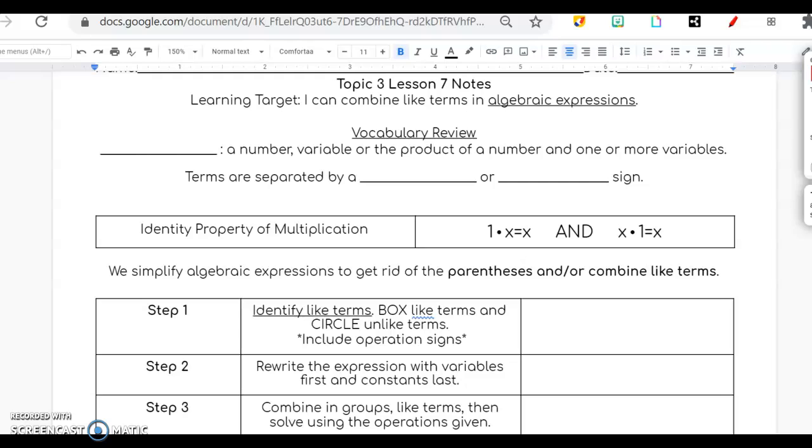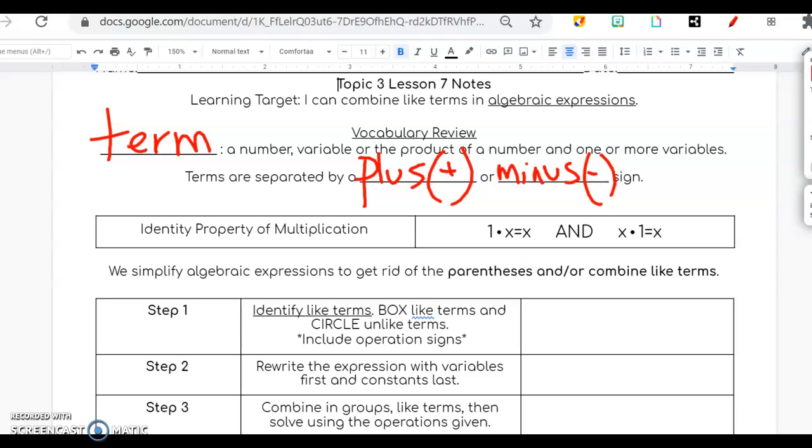So first off, we're going to do a little bit of vocabulary review. A term is a number, variable, or the product of a number and one or more variables. So that is called a term. We have learned that from our past lessons. Terms can only be separated by a plus or minus sign. Okay, plus or minus sign only.